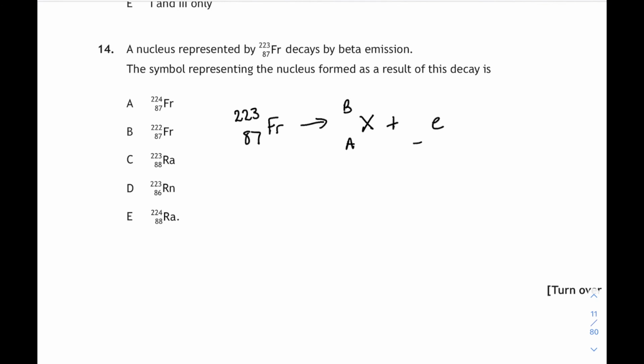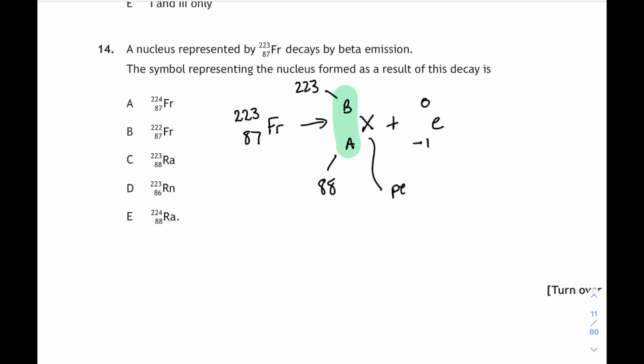So let's write this out. There's our beta particle. It's got a charge of -1 and its mass is negligible. And let's balance the sum either side of the arrow. So A must be 88, B must be 223, and the element X we would have to look up on a periodic table, I suppose.